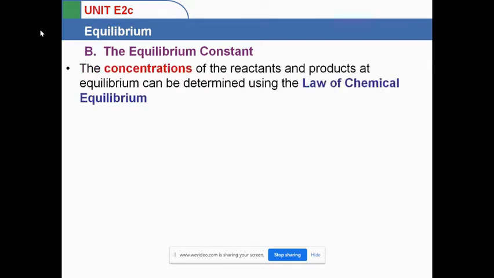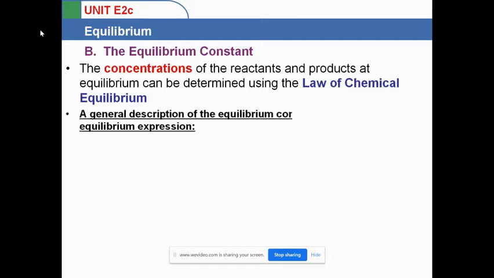Now, the equilibrium constant is where the concentrations of the reactants and products can be determined using the law of chemical equilibrium. Now, what this is, is a general description, but it's a mathematical expression of the equilibrium condition. It defines the equilibrium expression. And basically, it's like this.